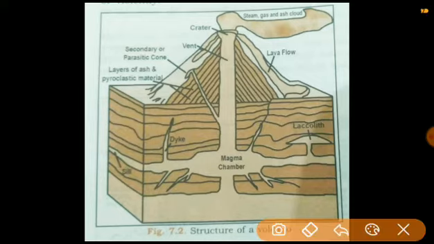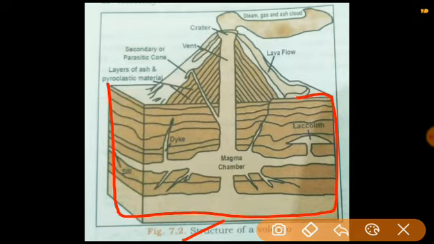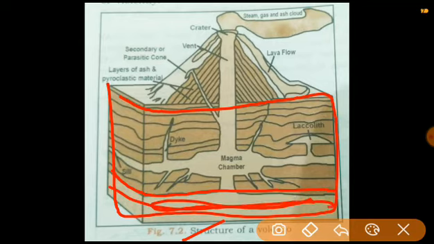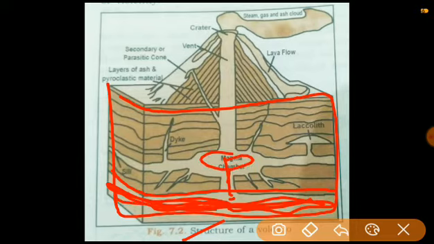Now you can see that this is the structure of a volcano. This is the complete earth crust, with different layers of the earth. At the very bottom, you can see the magma chamber, where the magma is filled or flowing. This is called the magma chamber, where the magma is filled very deep inside the earth crust.